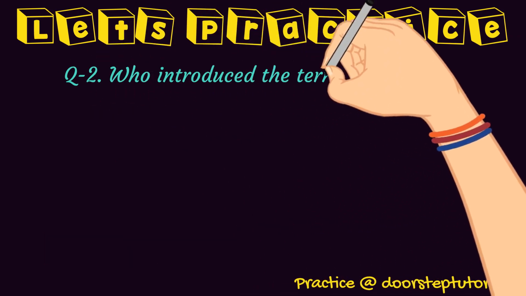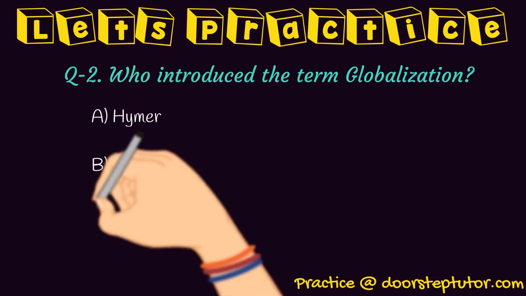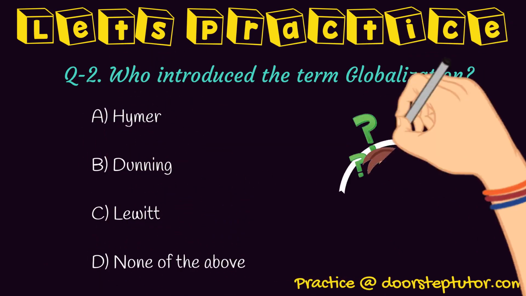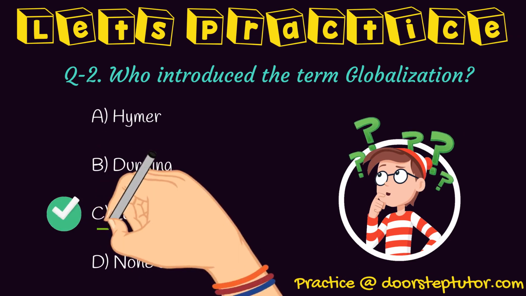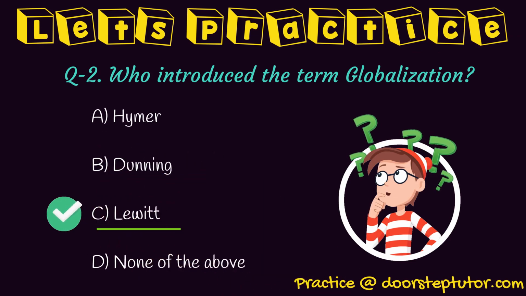Who introduced the term globalization? Heimer, Dunning, Levitt, none of the above. See, basically the word globalization was introduced by Theodore Levitt. So the correct answer for this would be option C. Heimer and Dunning were the introducers of international business as a subject. So the correct answer would be C for this.